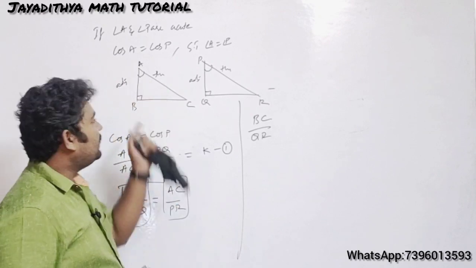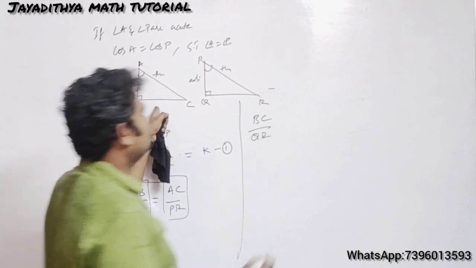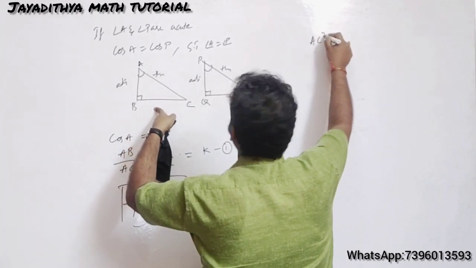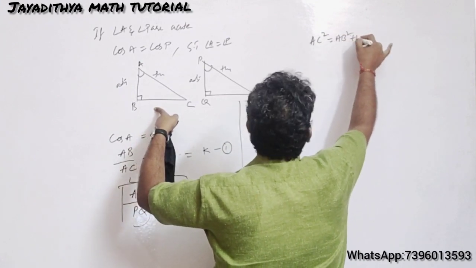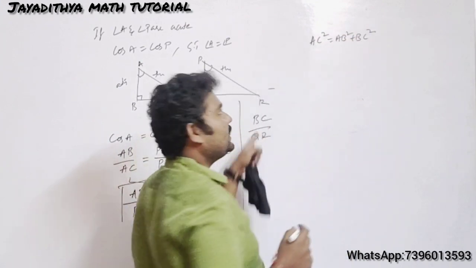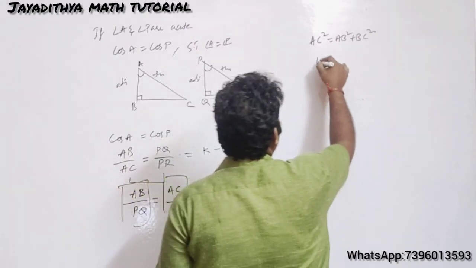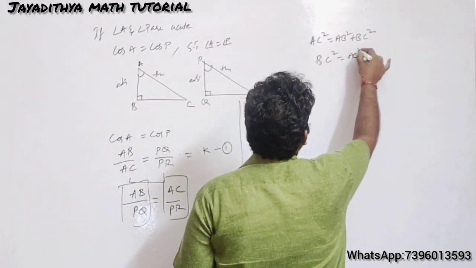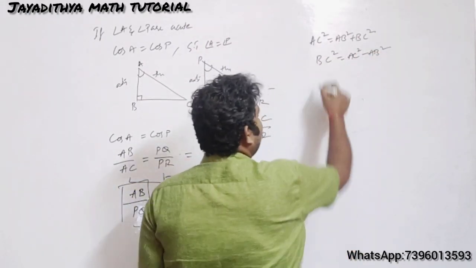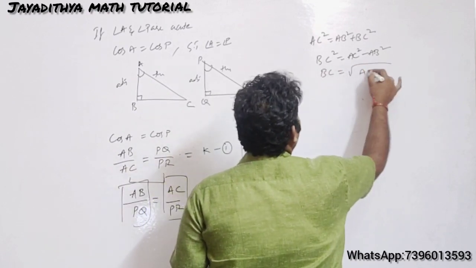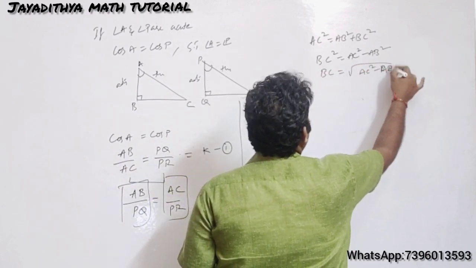So by Pythagoras theorem, what will be BC? If you apply Pythagoras theorem, AC square will be equal to AB square plus BC square. But what I want here is BC. So for that reason, what can I do? BC square must be equal to AC square minus AB square. And from this I will have BC equal to root over AC square minus AB square.